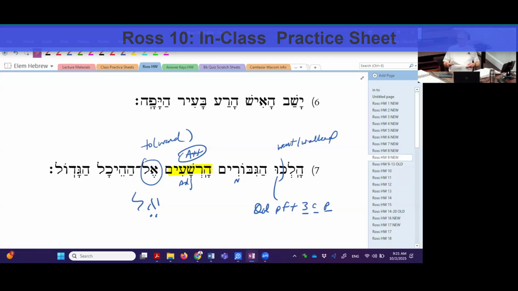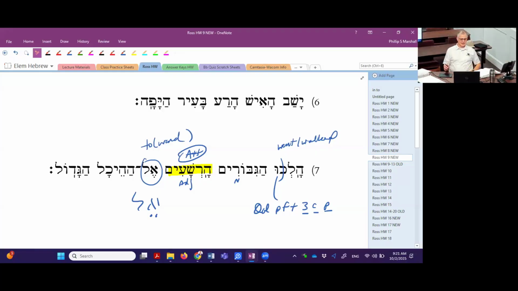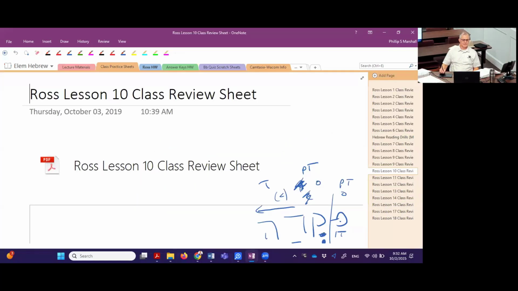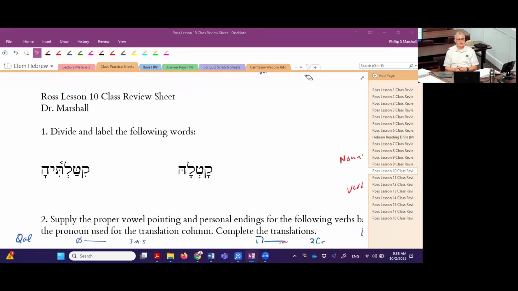Let's take a look at chapter 10, the practice sheet here. We don't want to forget our syllable divisions and labeling here. It's going to help us a ton, especially as we anticipate getting into chapter 12, where we're going to apply all of the stuff we've been learning. So let's just work through these real quickly. Let's start with the one on the right.